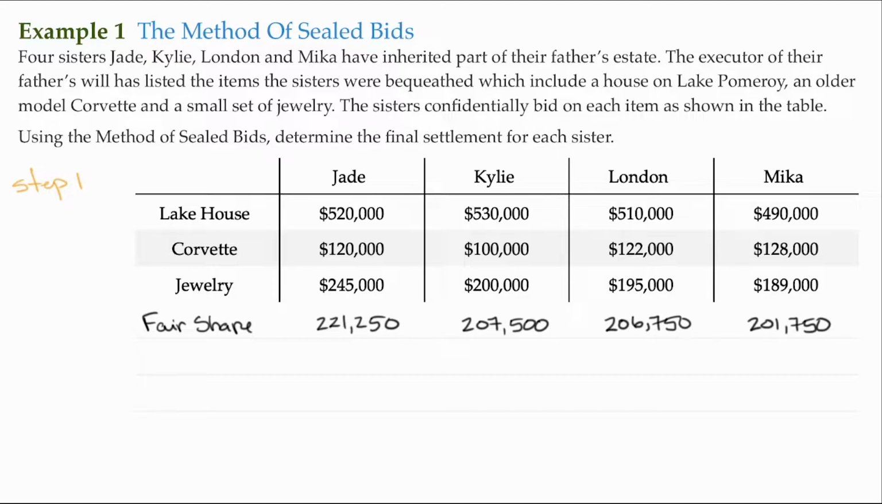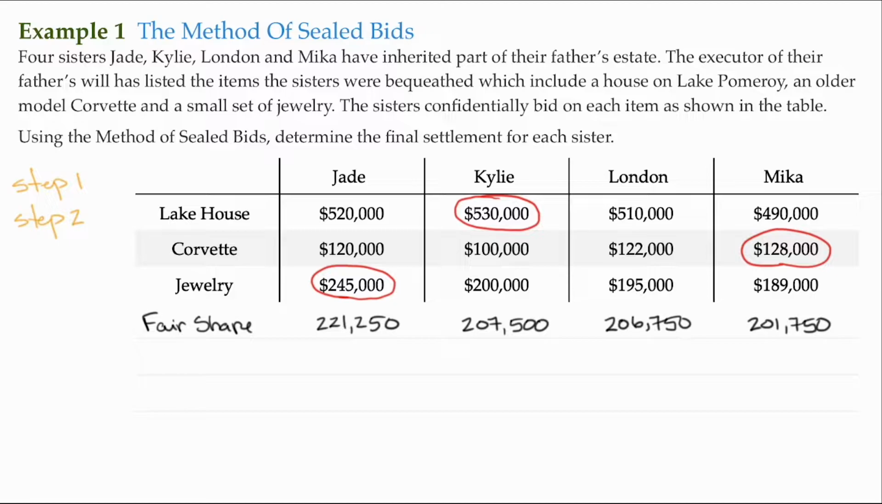So that's the first step. Step 2 is the allocation of the items. We go through item by item to see who bid the highest. Since Kylie bid the highest for the lake house, she is allocated the lake house. Mika bid highest for the Corvette, so she gets the Corvette. And Jade bid highest for the jewelry.